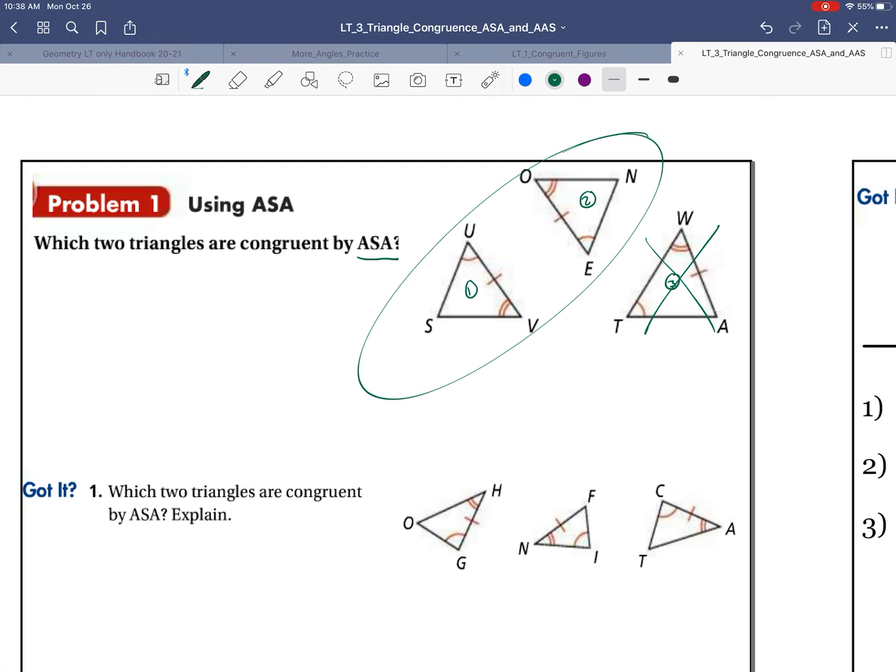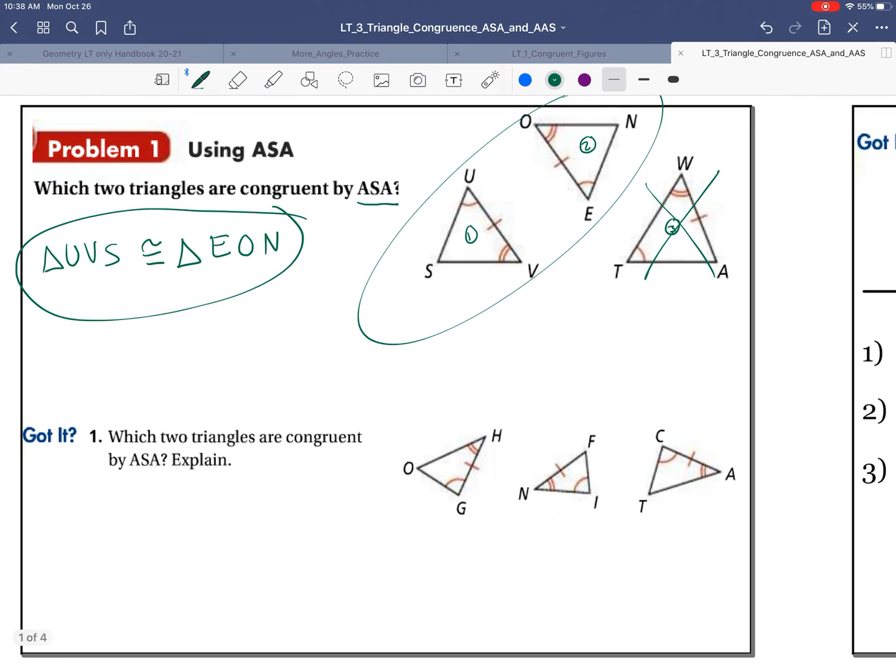So let's write a congruent statement. Let's write triangle UVS congruent to, and the other triangle needs to be written so that corresponding parts align. So we'll start with E, because E corresponds with U. And then what corresponds with V? We've got O and then N. So that's called a congruent statement.